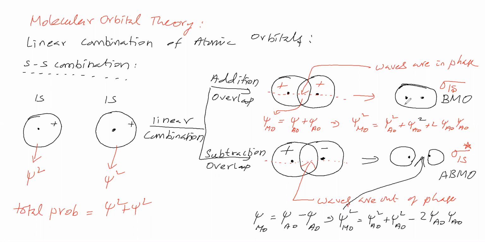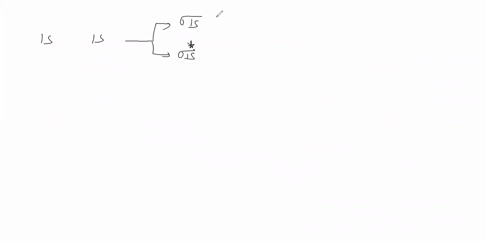Therefore, this situation is more stable when compared to these two, which means this energy will be less when compared to these two. So what we are saying is that this energy is less than that of the atomic orbitals. The energy of sigma 1s is less than the energy of the 1s atomic orbitals.